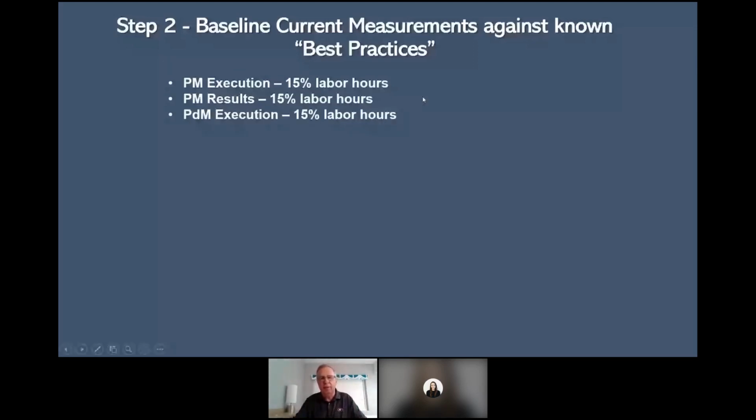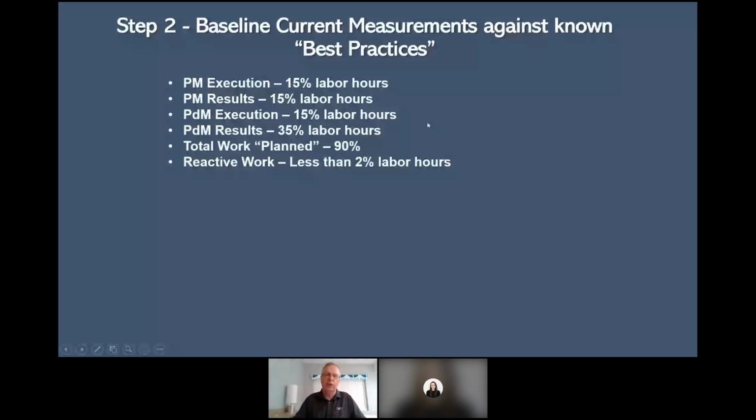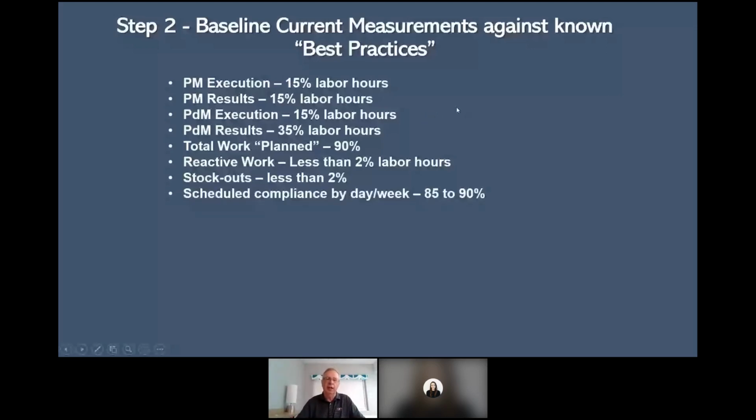PdM execution, 15% of labor hours. Now here's where the difference is. Look at the results of PdM, 35% of labor hours. Why? It's because predictive maintenance finds more things far enough ahead of time. We can plan and schedule it to make it happen, keep it functionally competent. I mean, giving us what we need at the right time. Total work planned, 90%. Reactive work, less than 2% of labor hours. Stockouts, less than 2%. You go to the storeroom, the part's not there. Stock out. Schedule compliance by day, by week, 85 to 90%.